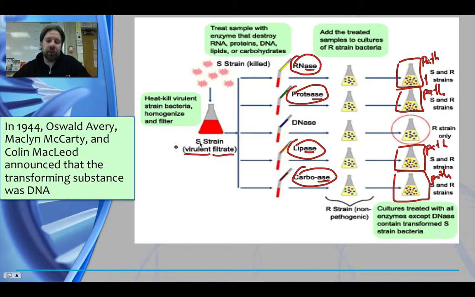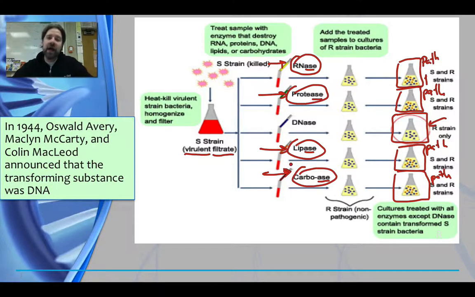Now, with the DNAse, with the ASE ending, that means that enzyme destroys DNA. So when you add that treated sample to the culture of R strain bacteria, we don't find that S strain exists anymore. All that's left over is the original R strain that is harmless. So what that means is by destroying the DNA, you took away its ability to change this one here into a pathogenic strain, which again added weight to the fact that it's DNA and none of these other, especially protein, that are the genetic inherited material.